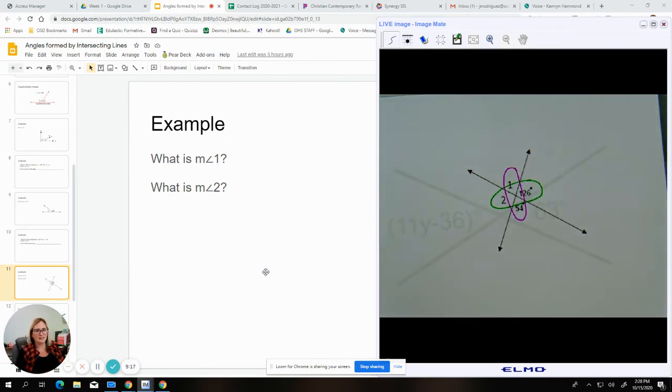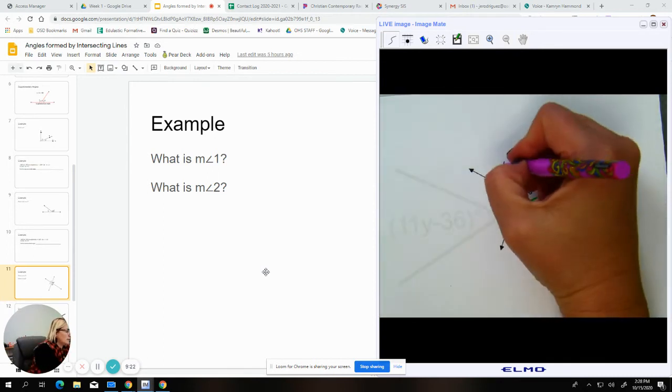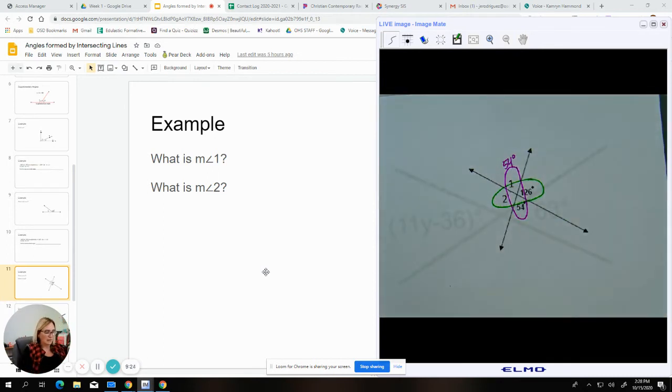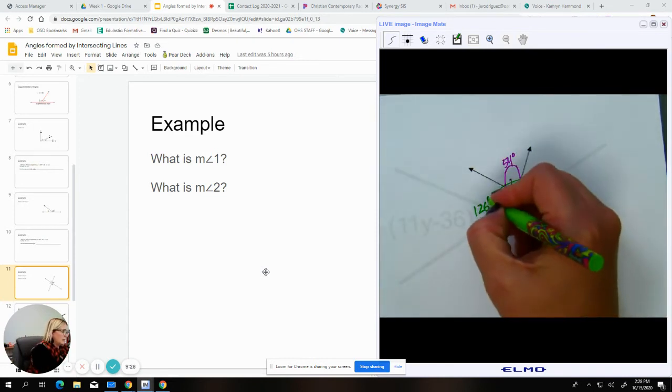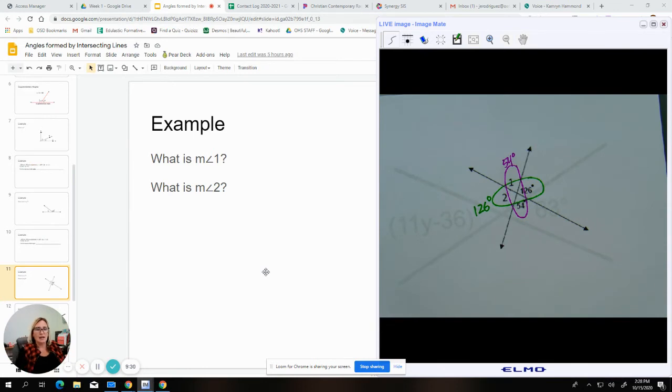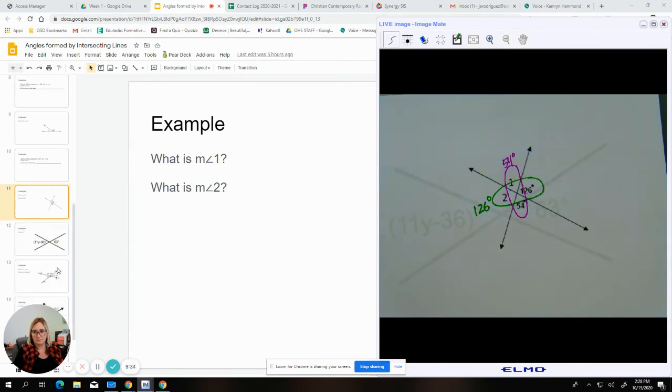So if we had to say the measure of angle 1, we would say the measure of angle 1 is 54 degrees. And the measure of angle 2 is 126 degrees, okay? That is how a vertical angle works.